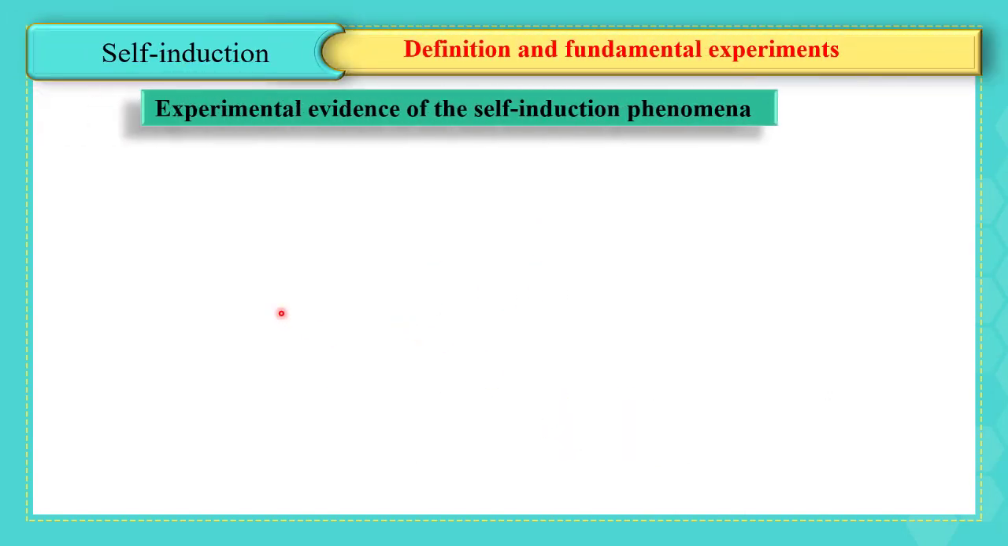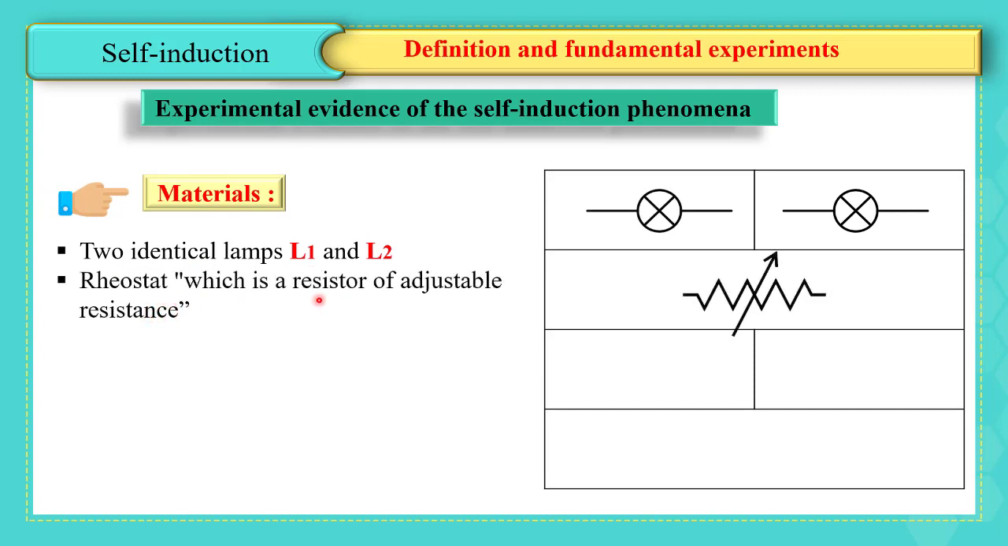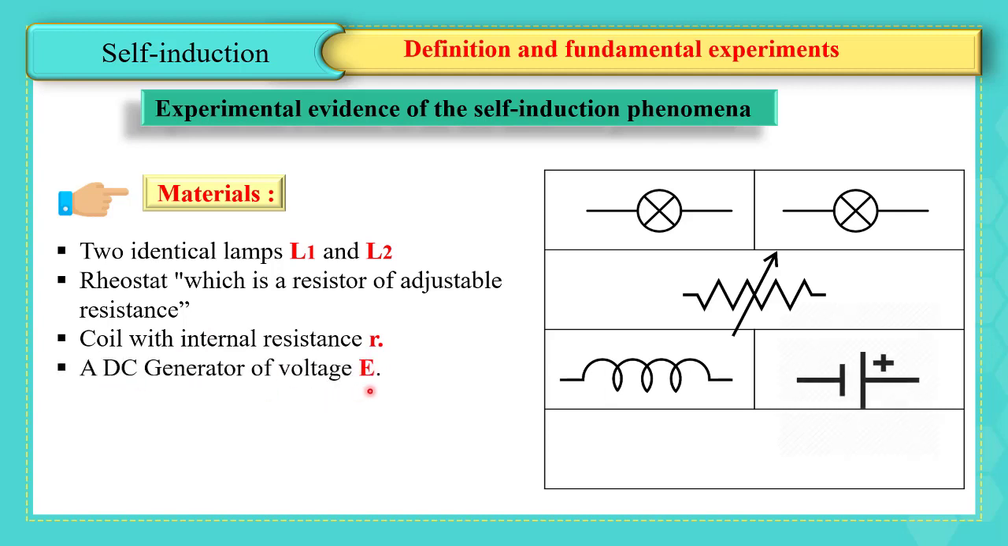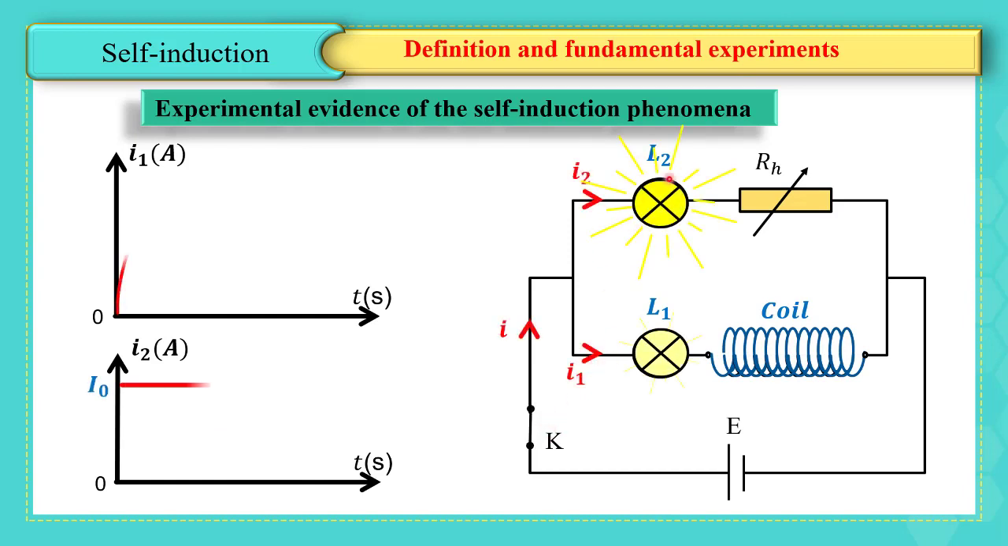To understand the phenomenon of self-induction, let's study the following experiment. The materials needed are two identical lamps, L1 and L2, a rheostat, which is a resistor of adjustable resistance R, a coil with an internal resistance R, a DC generator of a constant voltage E, and a switch. Now, after closing the switch, we notice that L2 glows instantly, while L1 glows gradually with a noticeable delay with respect to that of L2. Then L1 glows as brightly as L2.